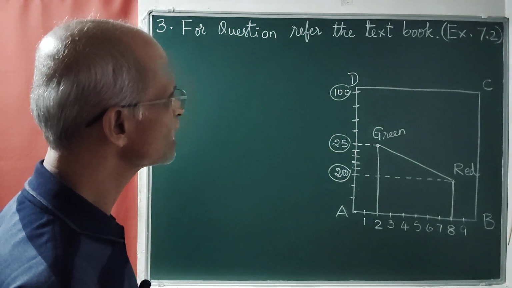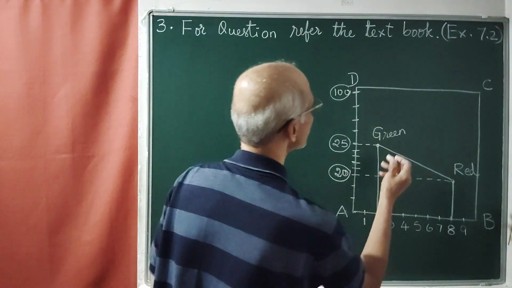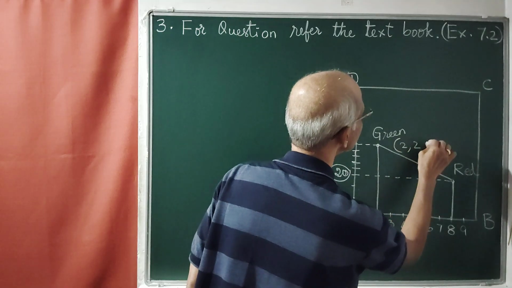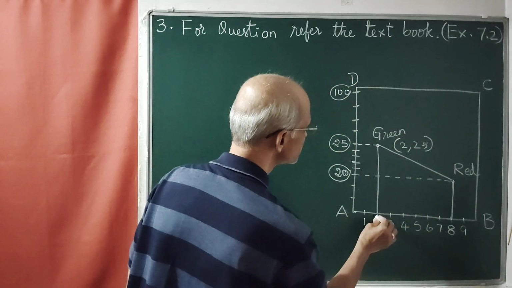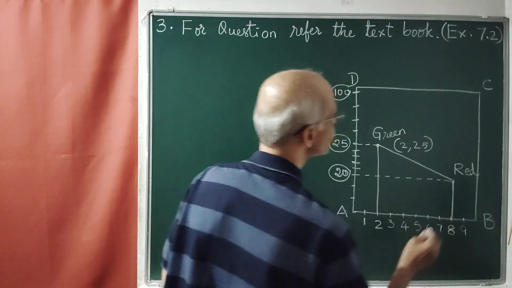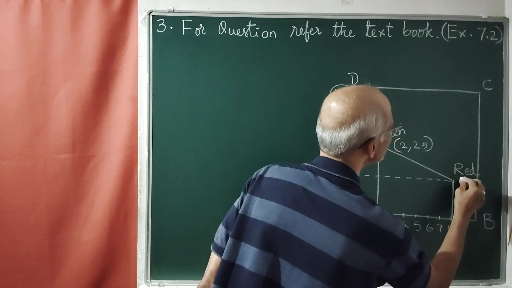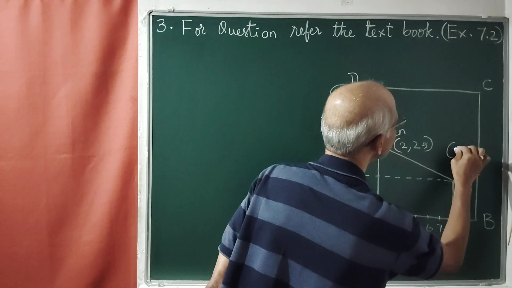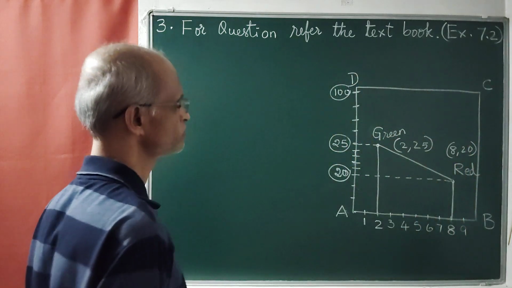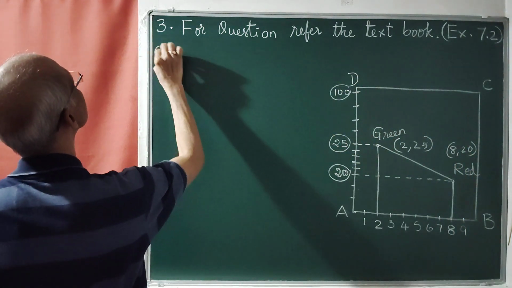So now we'll see the coordinates of this point are 2, 25, because she runs along the second line, and the coordinates of this point are 8, 20.